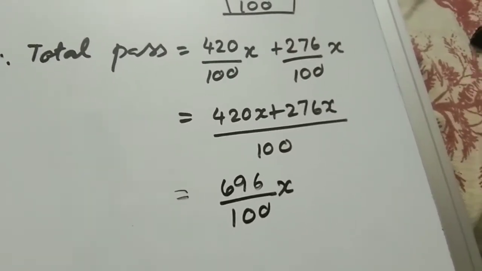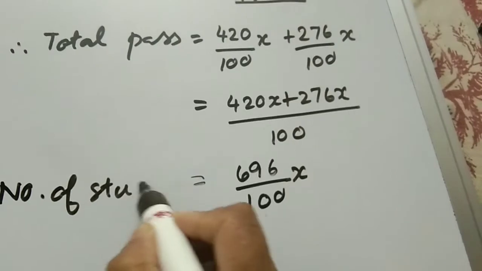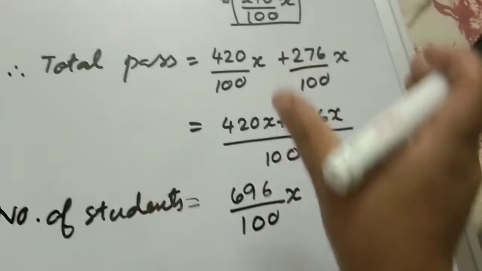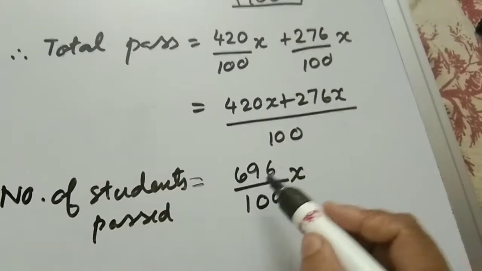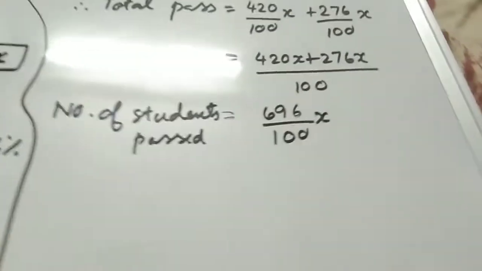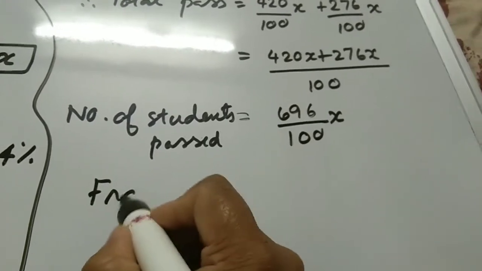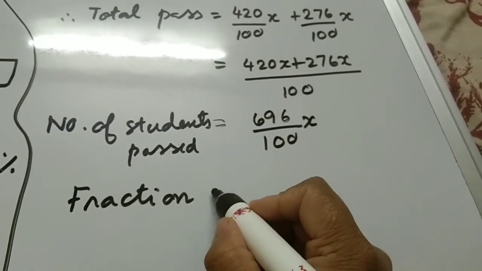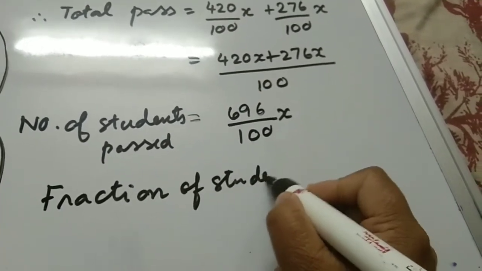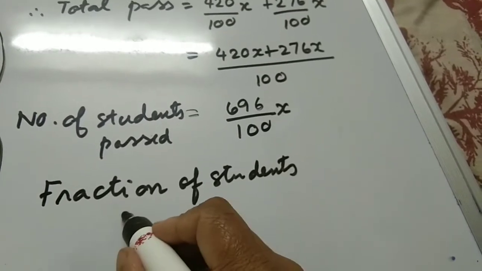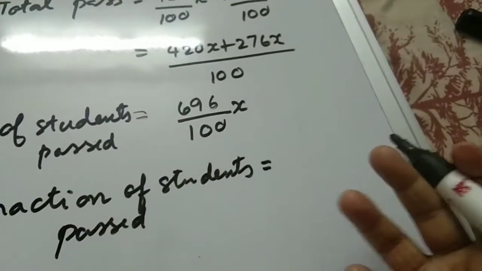So it's very easy, but we know the number of students who have passed. So this is the total number of students passed, irrespective of boys and girls, because both we have added. So number of students passed is 696 divided by 100 into x. So now before finding the percentage, we'll just make it a little more easy. We'll write the fraction of students passed. So we just take it as a fraction. So it will make the work much easy for us.